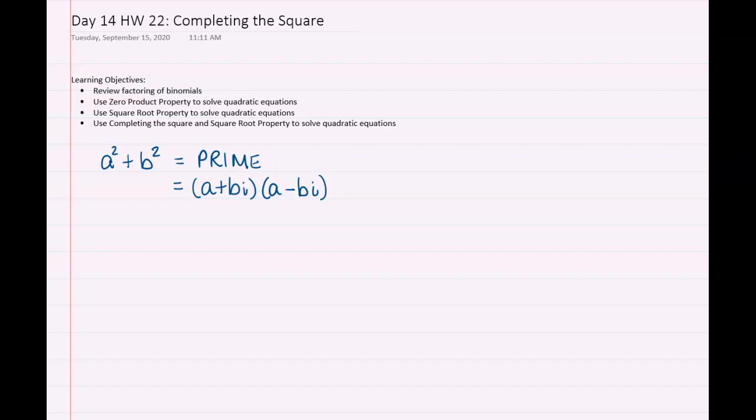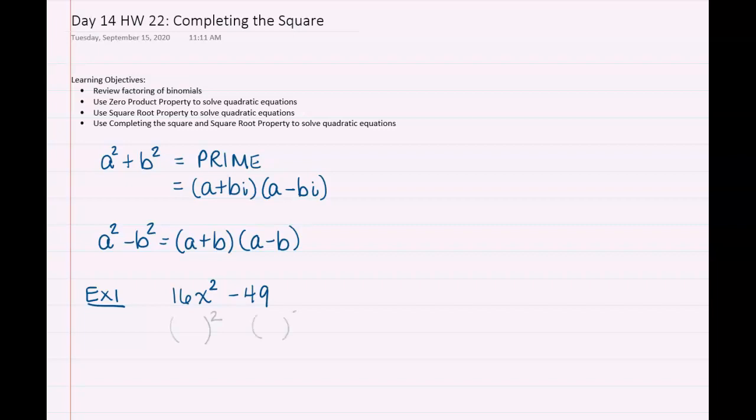But we also know that we can factor a squared minus b squared into the form of a plus b times a minus b. Again, these are conjugates, just not complex. So now let's do an example of factoring difference of squares. Let's say we have 16x squared minus 49. Well, what we do know is that we could imagine this 16x squared as something squared and that 49 as something squared as well. So we can do that.